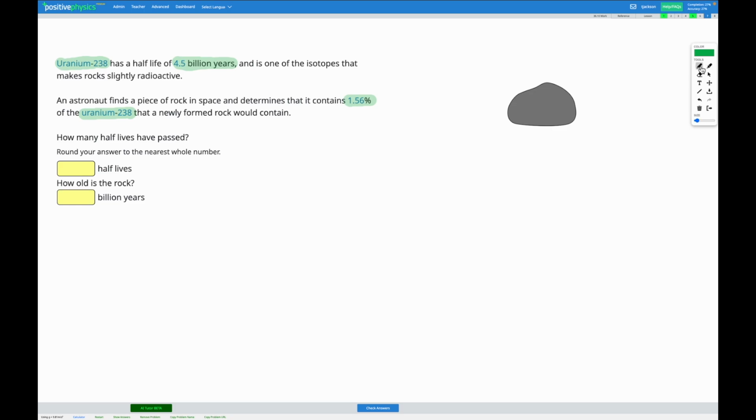So initially, a newly formed rock has 100% of the expected uranium-238. After one half-life, it's going to have half of that, which would be 50%. After another half-life, it would have half of 50, which is 25%. After another half-life, it would have half of 25, which is 12.5%. That would be 3 half-lives in. We need to get all the way to 1.56%.